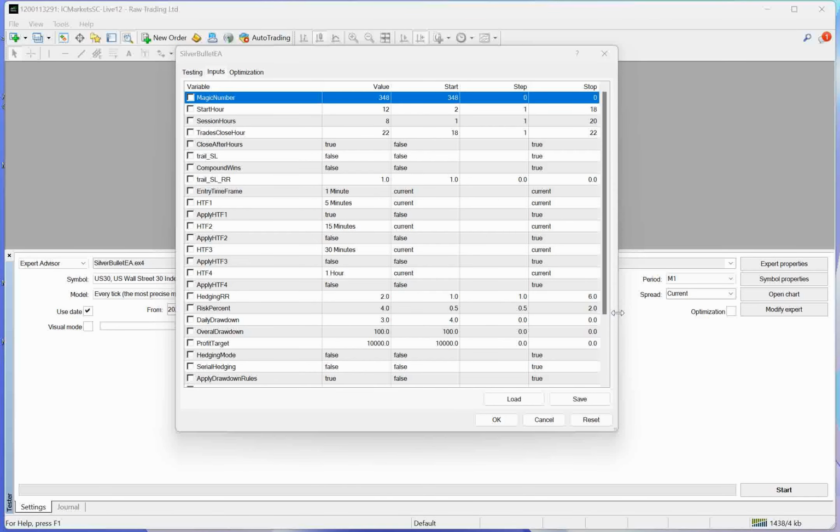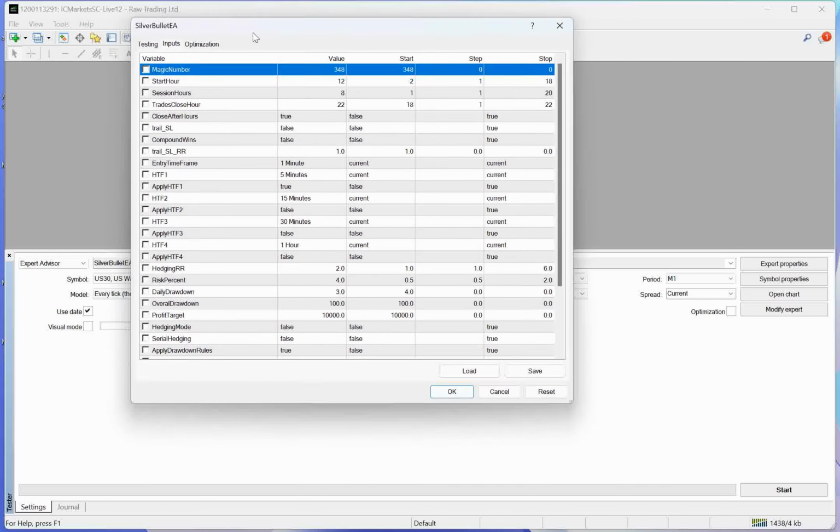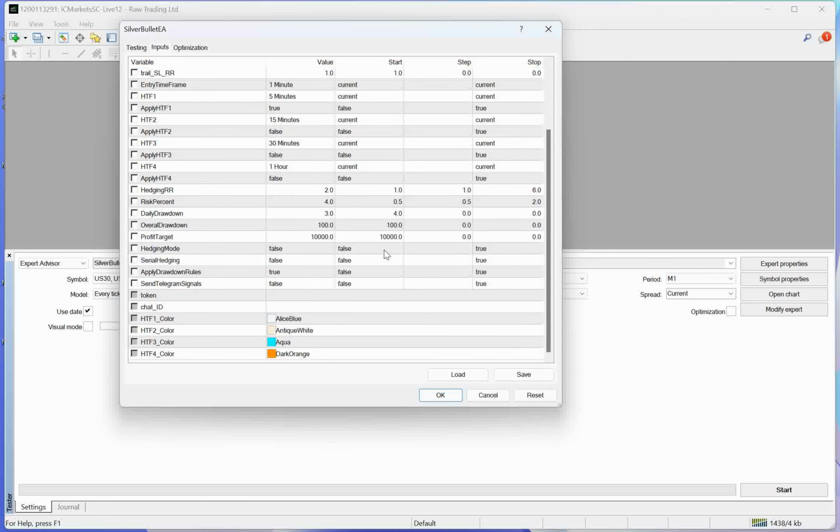Okay, so here are the settings of the EA. I'll just go through them one by one and describe what each one does so that you can familiarize yourself with them.